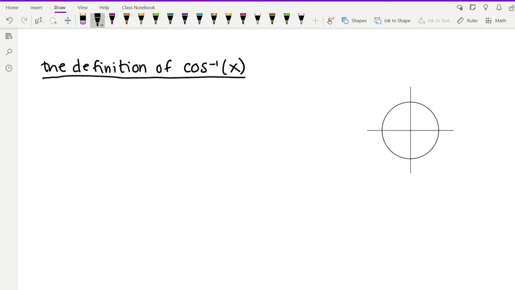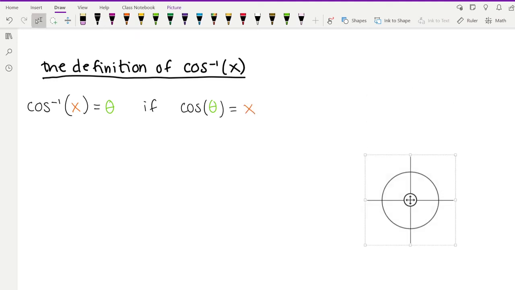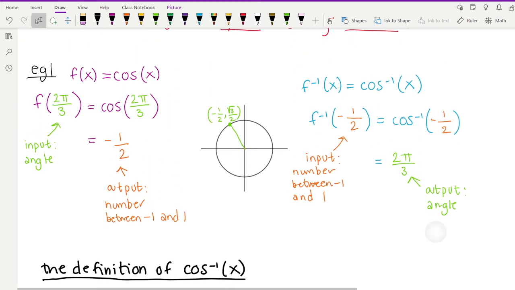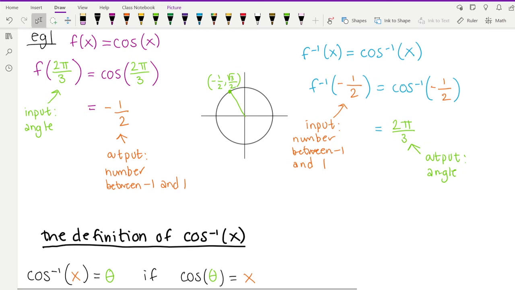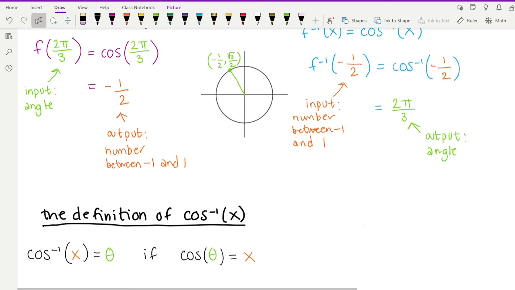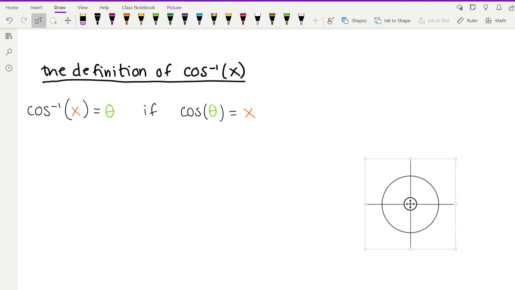Okay, so basically, I'm going to write down a first definition here. So inverse cosine of a number x is equal to an angle theta if cosine of the angle theta is equal to x. So this is basically what we wrote down in the example above, or what we saw happen in the example above. So for the inverse function, the input and the output switched compared to the original function. And that's really all this is saying here.